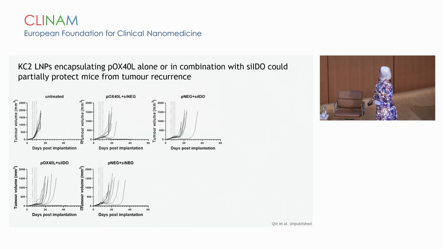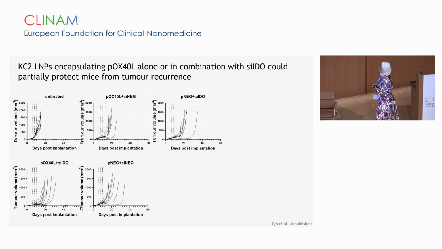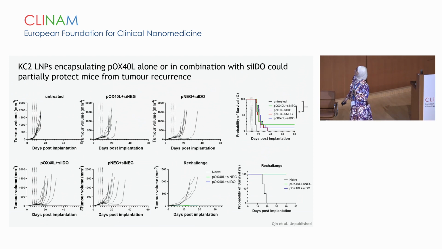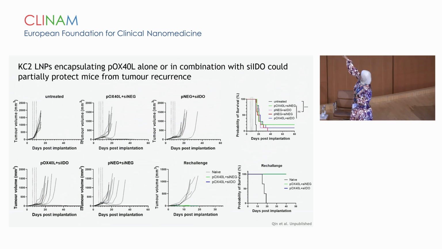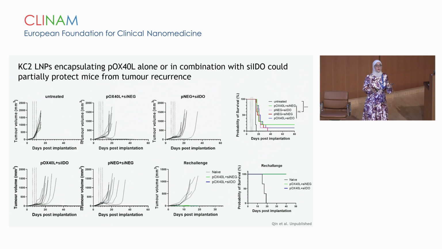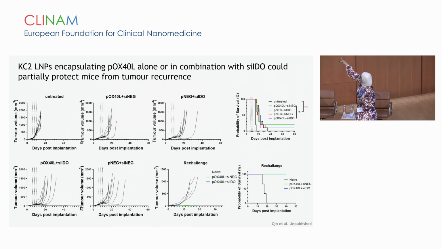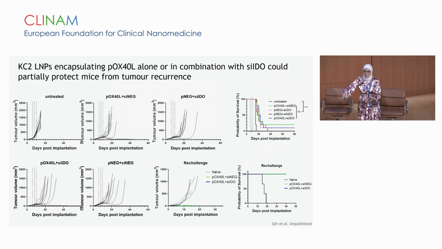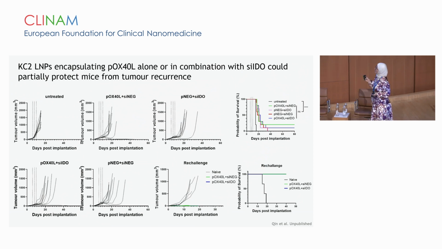lymph node. This is how the survival study looked, the spaghetti growth curves, and what you can see is that about 10 to 20% of our mice that received the OX40 ligand actually had full survival. We re-challenged them, so you can see the graph at the bottom and the one next to it, where the naive mice actually showed tumor growth, but the ones that were previously treated with the lipid nanoparticles did not show it, which shows there is a memory response and also protection from tumor recurrence.